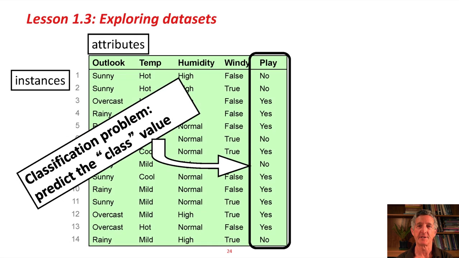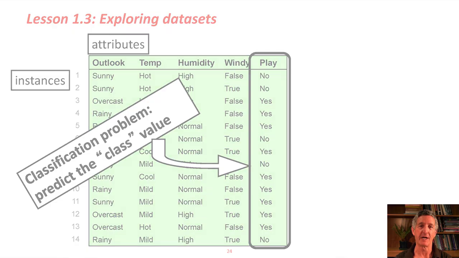So we looked at this data file in the last lesson. It's the weather data, a toy dataset, of course. It has 14 days or instances, and each day is described by five attributes, four to do with the weather, and the last attribute, which we call the class value, the thing that we're trying to predict: whether or not to play this unspecified game. So this is called a classification problem. We're trying to predict the class value.